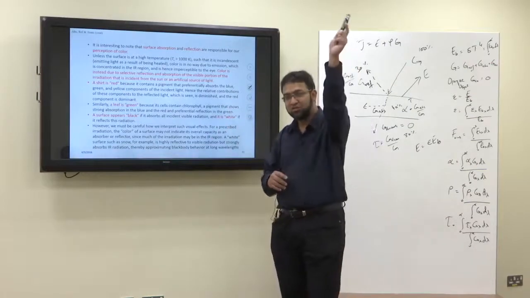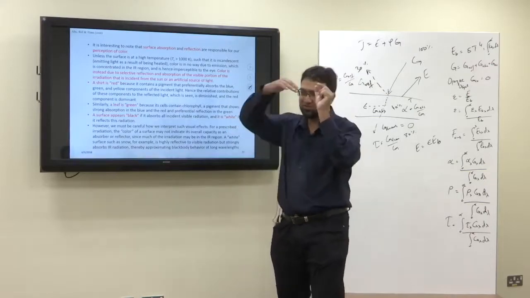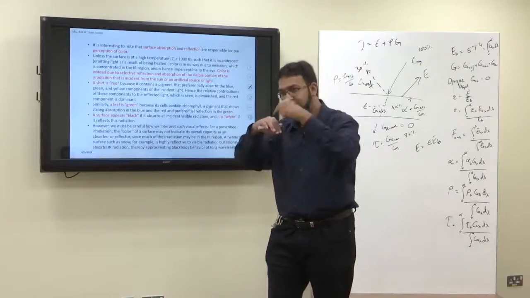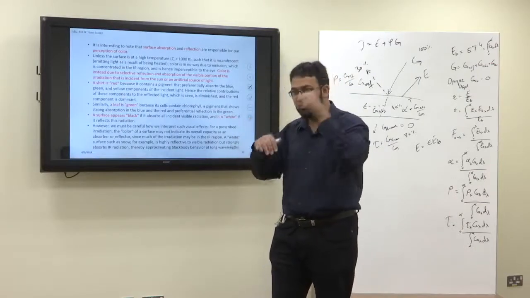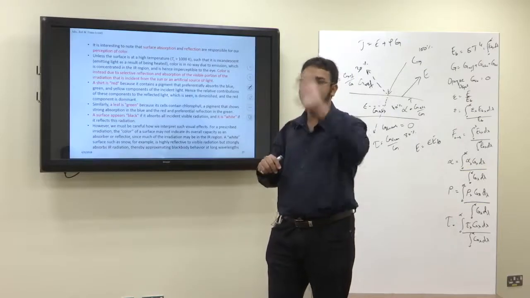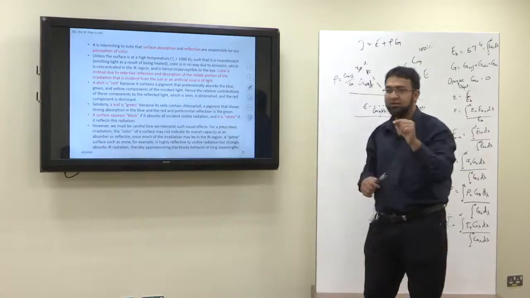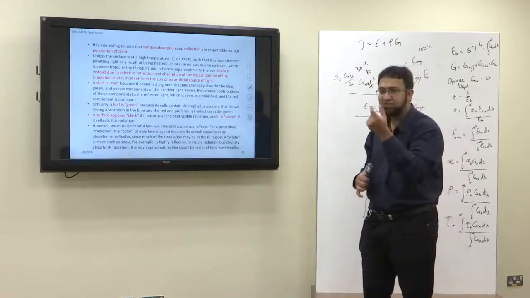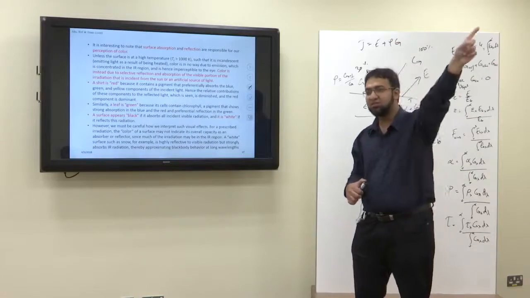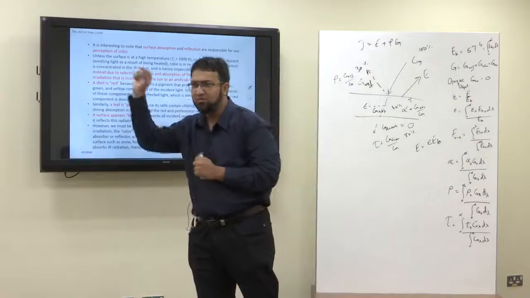The radiation coming from the sun has a small wavelength, so they put a glass. Glass has a property: small wavelength radiation can transmit through it, but larger wavelength radiation cannot transmit back. The wavelength of the radiation depends upon the temperature of the material from which it is emitted. Since the sun is at a very high temperature, the radiation emitted by the sun has a very small wavelength.